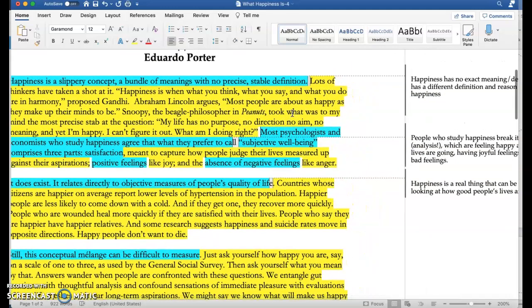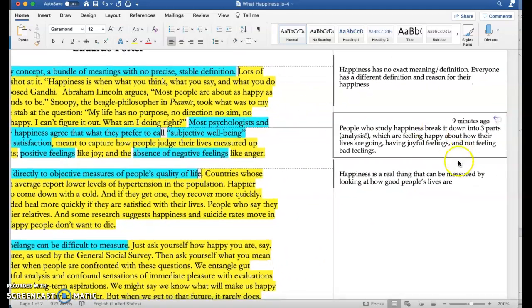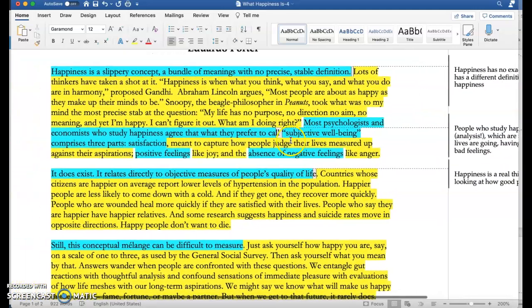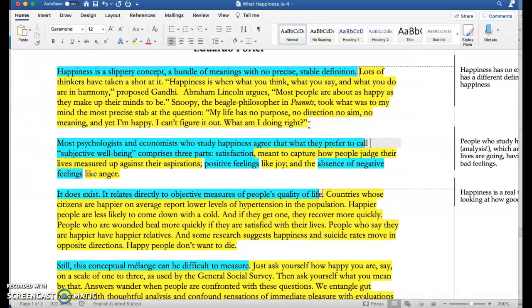So here again, I've taken what he said and I've started to put it into my own words. People who study happiness break it down into three parts. And I'm noticing here, this is analysis, which are feeling happy about how their lives are going. That's my paraphrase of satisfaction. Having joyful feelings, and not feeling bad feelings. So again, I'm taking the main idea, and in this case, the thesis statement, which this author decided to set apart from the rest of the intro paragraph, and I've put it into my own words.